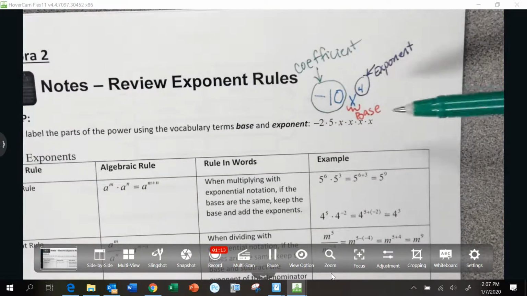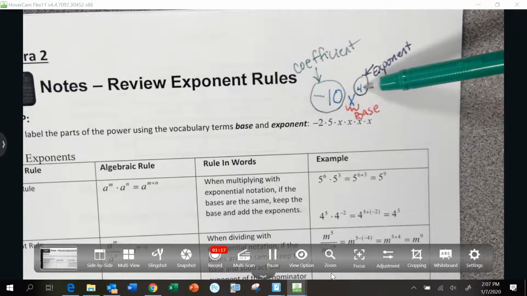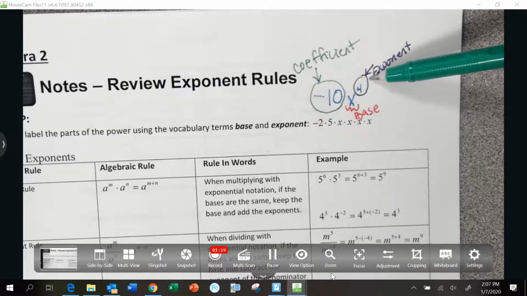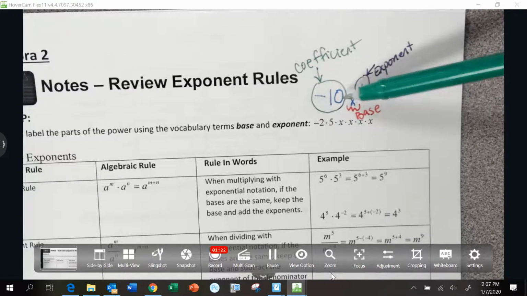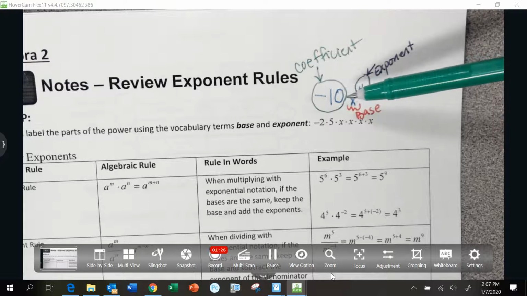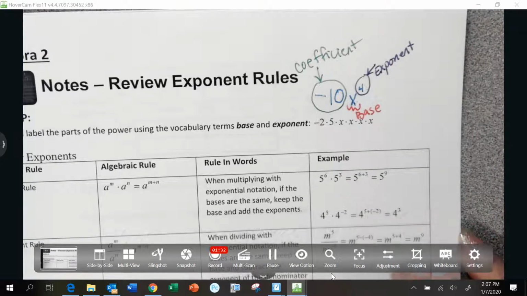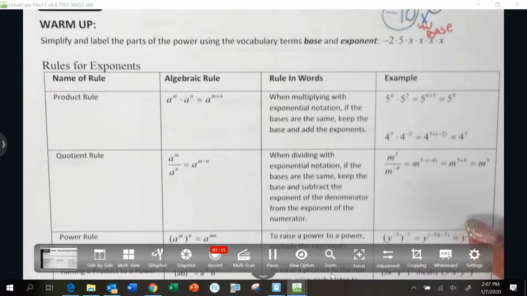So anytime we have a power, it is the base and the exponent, but you notice, for example, the exponent is not on the negative 10. Therefore, negative 10 is not the base. It's just a coefficient in front. Okay?